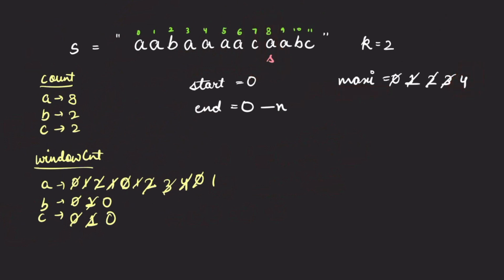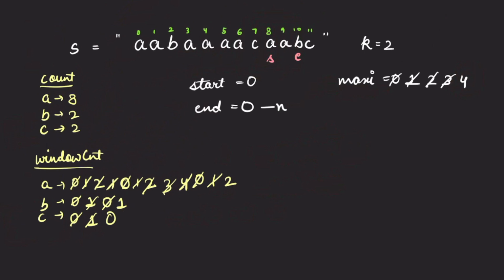Then end will move forward, end will come here. Count of A will become 2. Still the conditions are satisfied. This is also a possible window. Maximum will remain as is. Then again end will come here. Now the count of B will become 1. Now it is violating our condition.